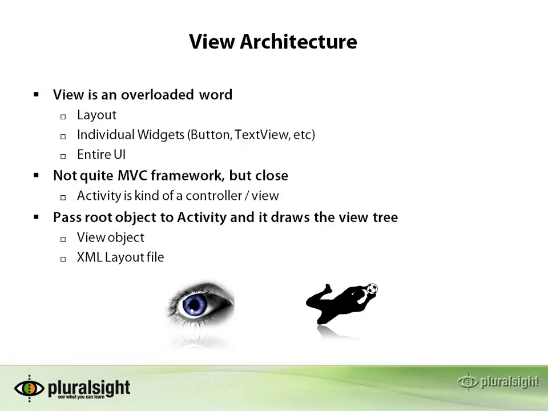And then one thing we should talk about is how the activity draws the view. There are basically two ways you can design your interface. You can use a view object, and you can programmatically construct a layout and add buttons to it and whatnot. Or you can pass an XML layout file to your activity and it will draw that. That lets you declare an XML file that describes your view.